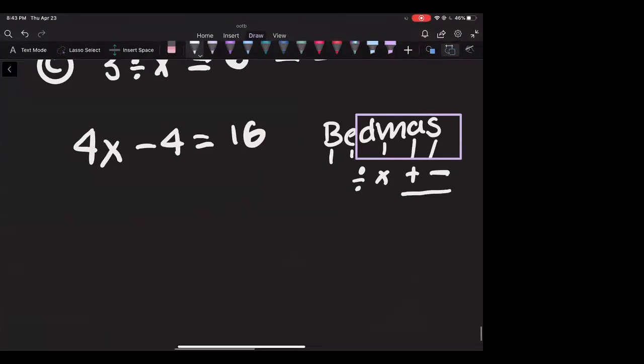You go backwards when you're solving for x. So you do addition or subtraction first, then multiplication or division. So SMAD. Yeah, SMAD. It's like sand, but with an M.